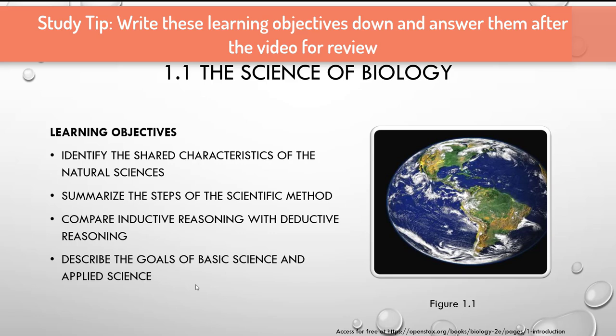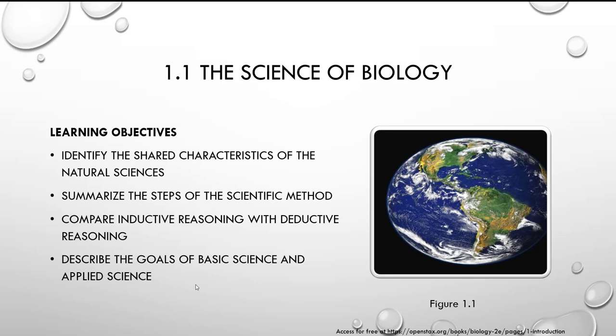By the end of this particular video, you should be able to identify the shared characteristics of the natural sciences, as well as summarize the steps of the scientific method. You should also be able to compare inductive reasoning with deductive reasoning and describe the goals of basic science and applied science. It's always a good idea to write these learning objectives down, and then at the end of the videos, see if you can write the answers to them as a good review. Okay?